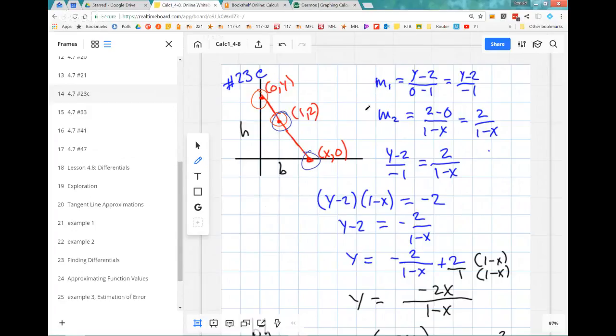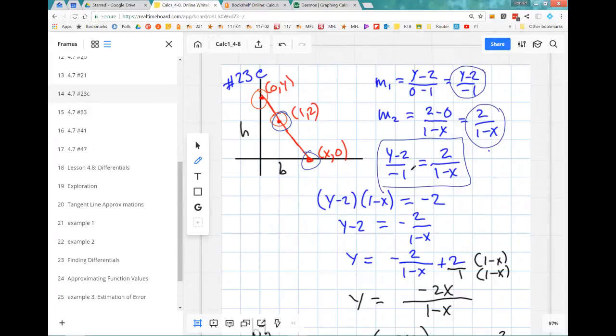So slope 1, you know, (y minus 2) over (0 minus 1). It's just y2 minus y1 over x2 minus x1, which gives me this. Slope 2, again, I did between these 2 points, gives me this. And of course, because they're on the same line, those 2 slopes must be equal. So I set them equal.